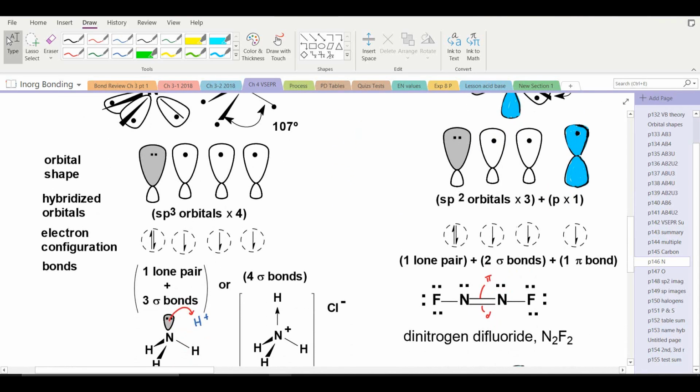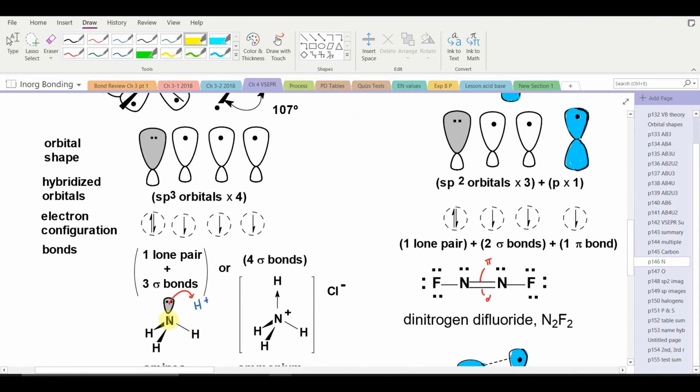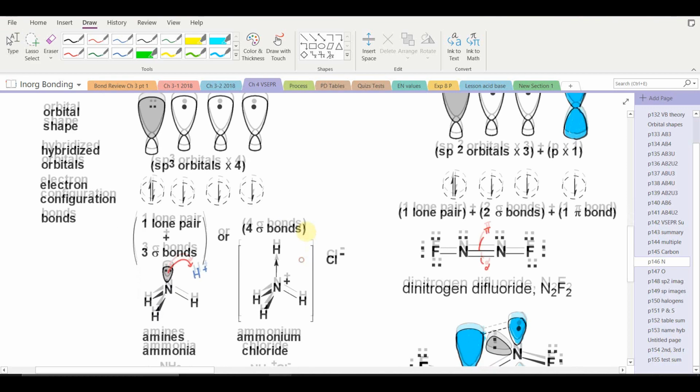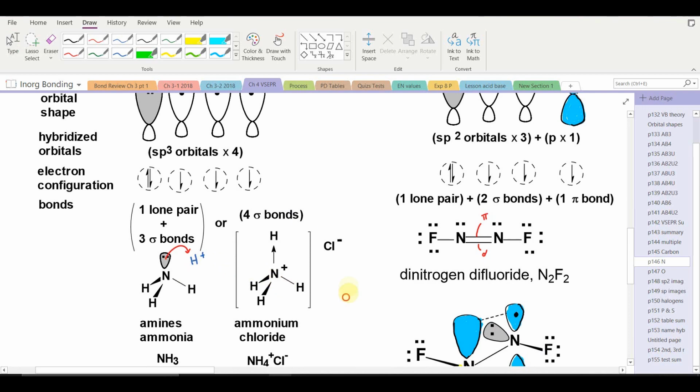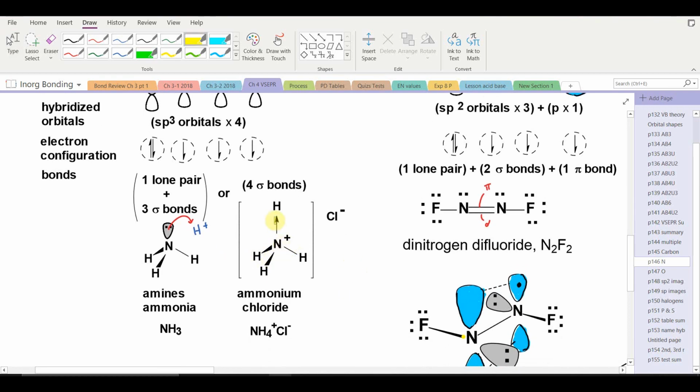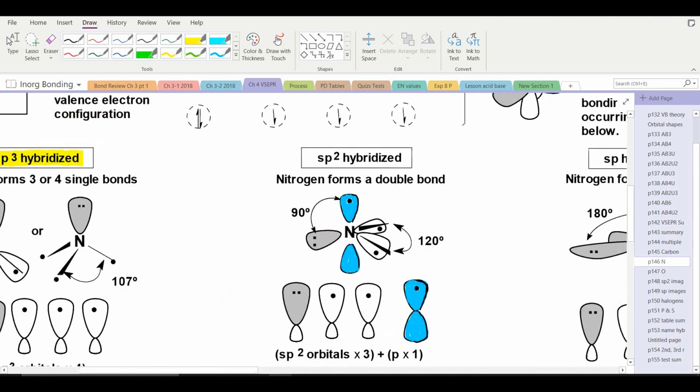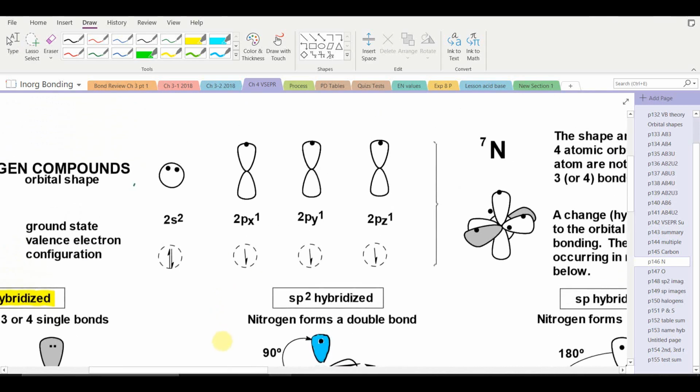In ammonia, nitrogen has 3 sigma bonds and 1 unshared electron pair, and they're all in sp3 hybridized orbitals. Now, ammonia is a base. It can react with H+ to form ammonium ion, and now we have 4 sigma bonds, still sp3 hybridized. We've looked at this one before. Let's move on and look at sp2 hybridization of nitrogen.